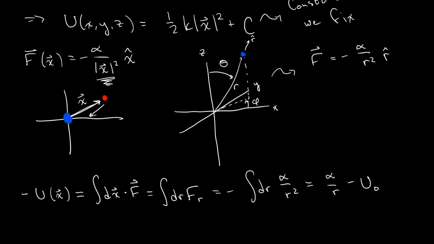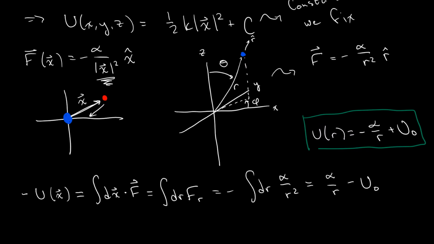And so putting all this together, this is only going to depend on r. This is going to be minus alpha over r plus, again, some constant that we can fix later. And this is our gravitational potential energy, assuming that this alpha doesn't depend on any position, which we know that it doesn't from our derivation using angular momentum and Kepler's laws.